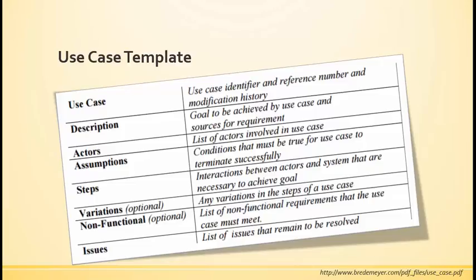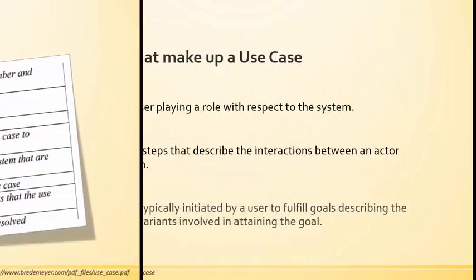Steps, interactions between actors and system that are necessary to achieve goal. Variation, which is optional, any variations in the steps of a use case. Non-functional, that's another option. A list of non-functional requirements that the use case must meet. And lastly, issues, list of issues that remain to be resolved.